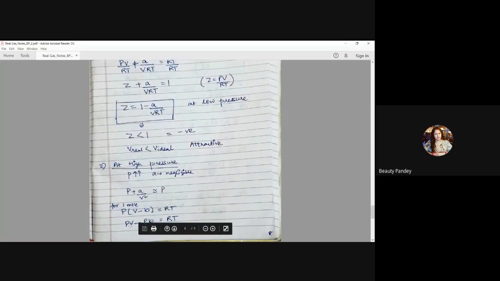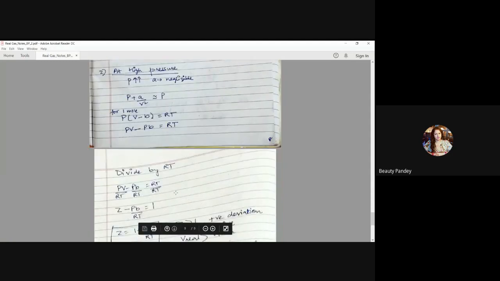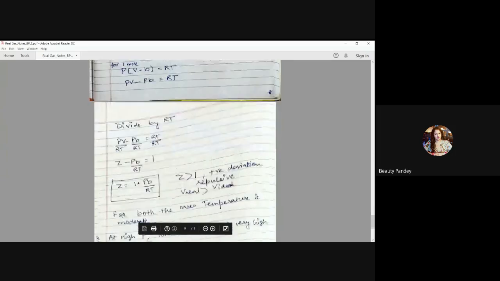So we got this equation: P(V minus b) is equal to RT, for 1 mole. Again, dividing both sides by RT, we get PV by RT, and RT by RT is 1, so Z is equal to 1 plus Pb by RT. So Z is more than 1, that is positive deviation. In this case, the volume of the real gas is more than that of the ideal gas.